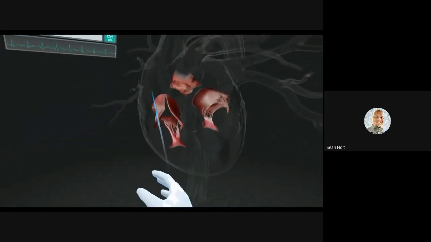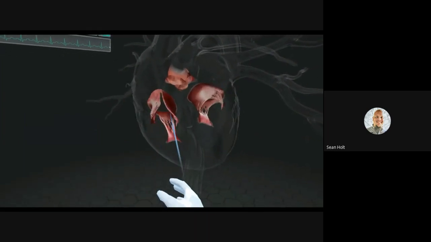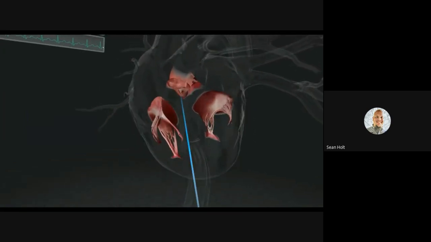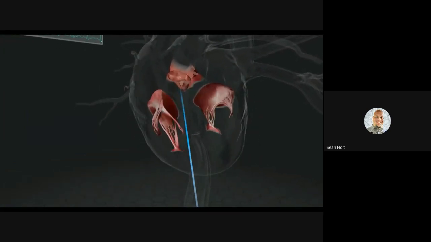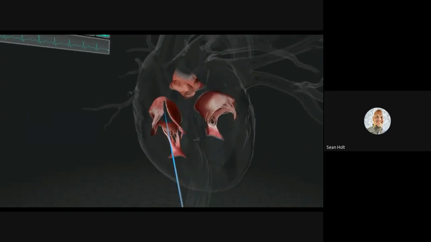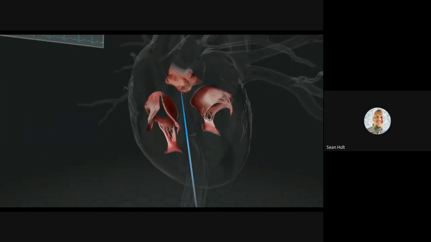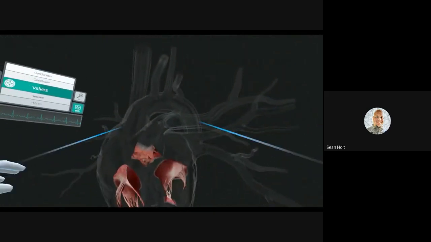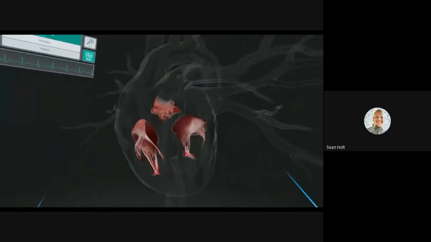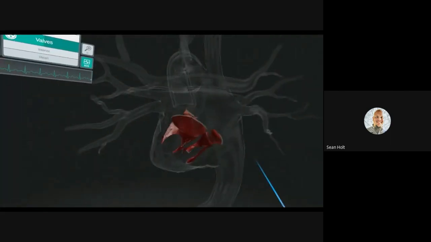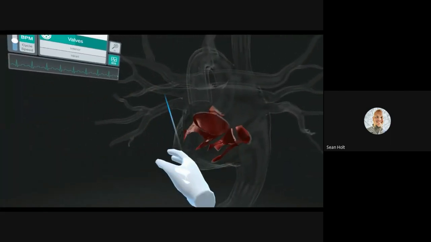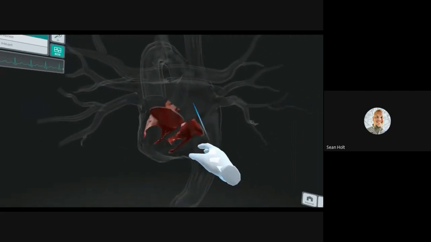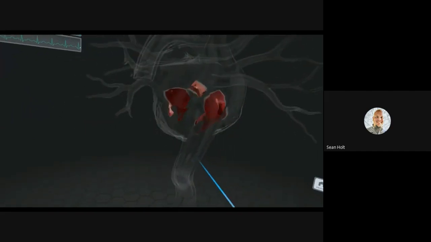Right atrium over here, tricuspid valve. From the right ventricle, it goes through this valve right here. That's the pulmonic valve. Tricuspid, pulmonic. It goes out through those vessels to the lungs, returns through these vessels right here to the left atrium. That's this whole area. Okay.